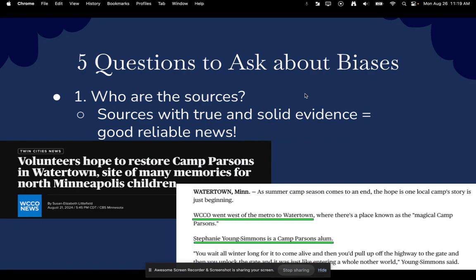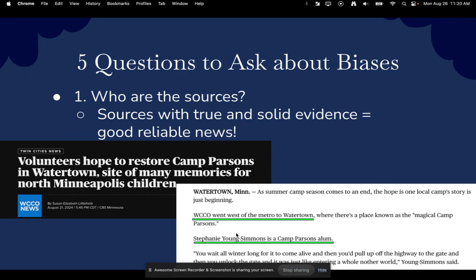So here's the first example of true and solid evidence, which makes good, reliable news. Here's the news article. It says volunteers hope to restore Camp Parsons in Watertown, site of many memories for North Minneapolis children. Reading this article, you'll see that it says Watertown, Minnesota. As the summer camp season comes to an end, the hope is one local camp story is just beginning. WCCO went west of the metro to Watertown, where there's a place known as the magical Camp Parsons. Stephanie Young Simmons is a Camp Parsons alum.